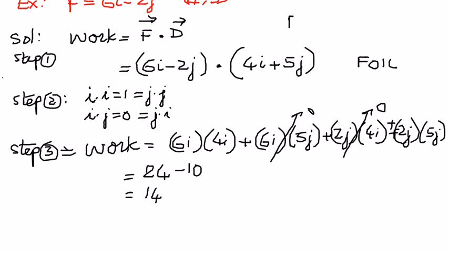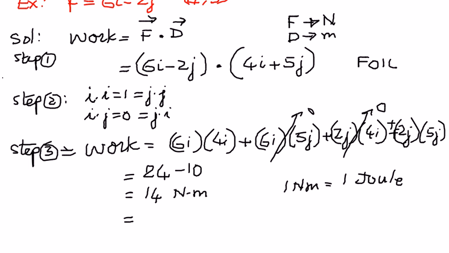Since we said that force is going to be measured in newtons and distance is going to be measured in meters, therefore the work can be measured in Newton meters, 14 Newton meters. So force times the distance, Newton times meters, is Newton meters. We also said that 1 Newton meter is equal to 1 joule, and therefore 14 Newton meters is equal to 14 joules. Okay, so this is our answer. This is where we want to leave it.